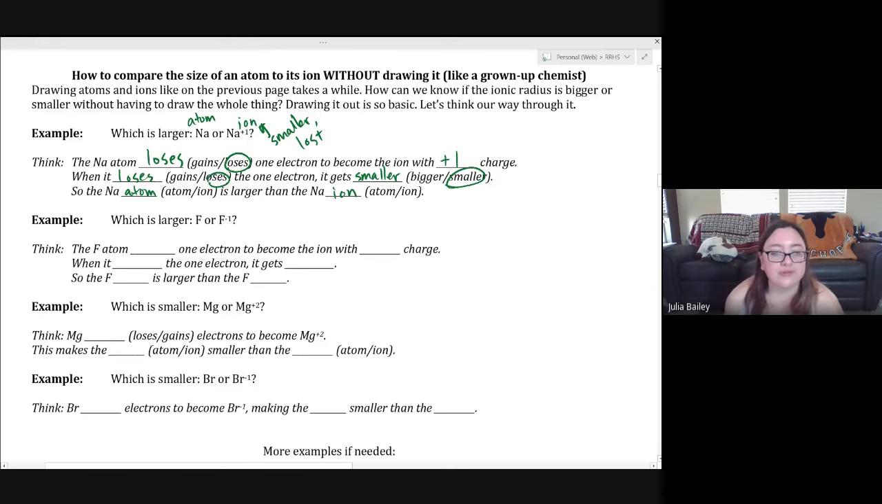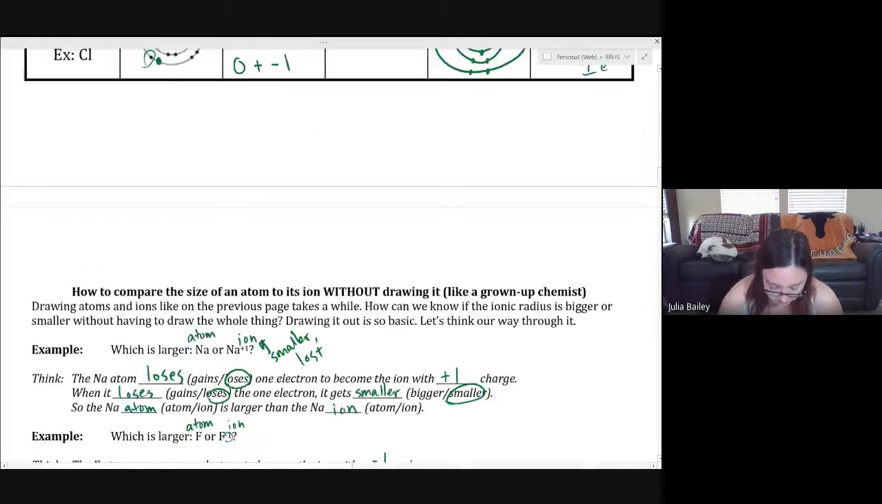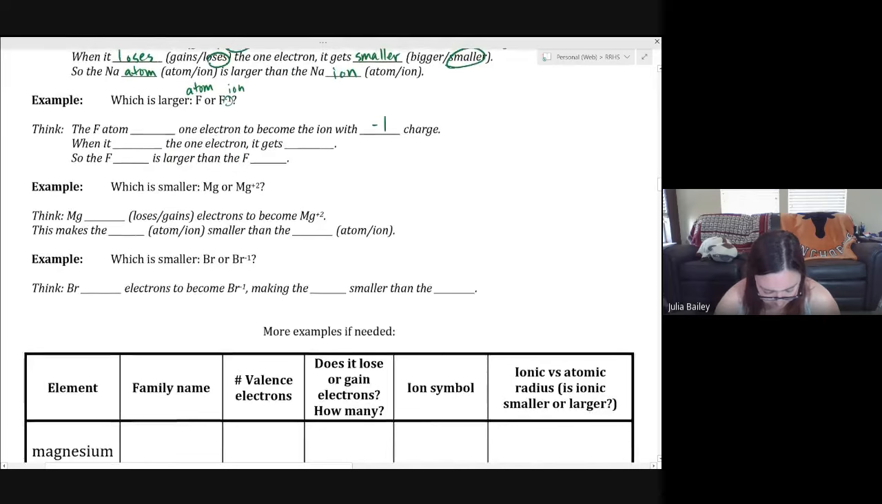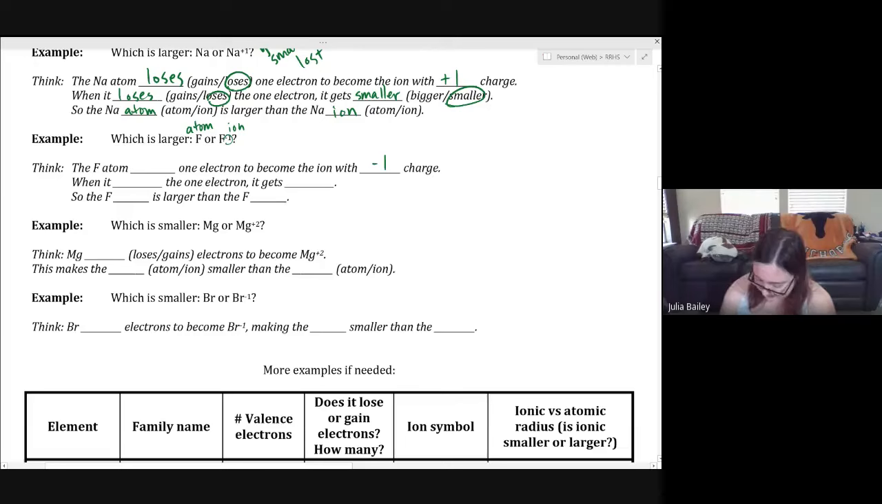Next example, which is larger, fluorine or the F- ion? Again, notice the neutral one is the atom. The one with the charge is the ion. The fluorine atom has to lose or gain an electron to become the ion with the charge. Well, we can look, and the charge is written for us right there, -1. I know that the family with the -1 charge is the halogens. And if I look at my notes, all of the halogens, when they become ions, gain an electron. So I'm going to recognize that because fluorine is a halogen, it gains 1 electron to get that -1 charge.